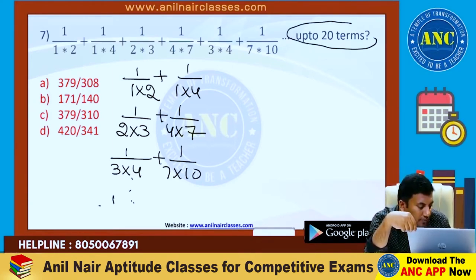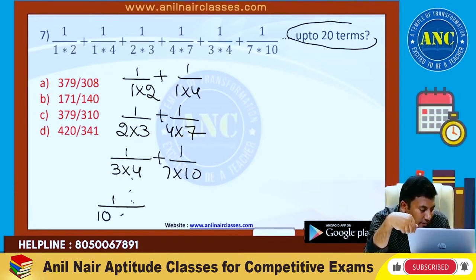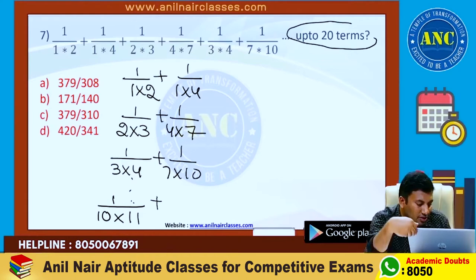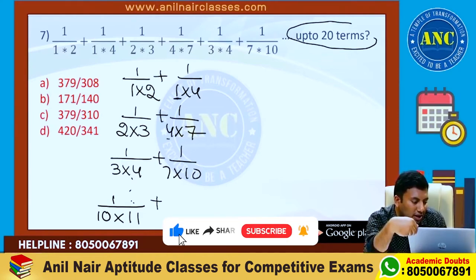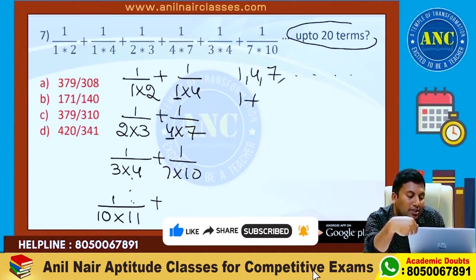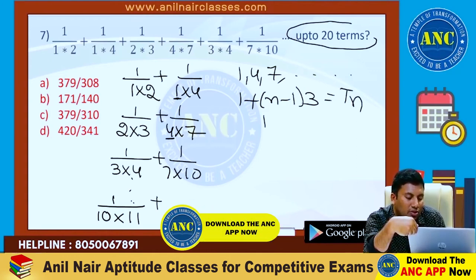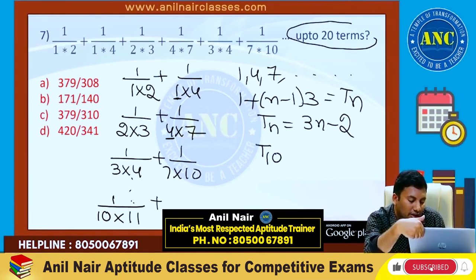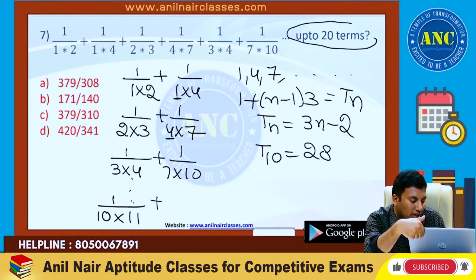So 10th term, 2, 4, 6 are 8. So the 19th term will be 1/10 × 11. I hope it is clear. Now the first numerical values will be 1, 4, 7, 10 and so on. So A plus (N minus 1) into D. So Tn is nothing but 3n minus 2. So if I require the 10th term, 30 minus 2, 28.